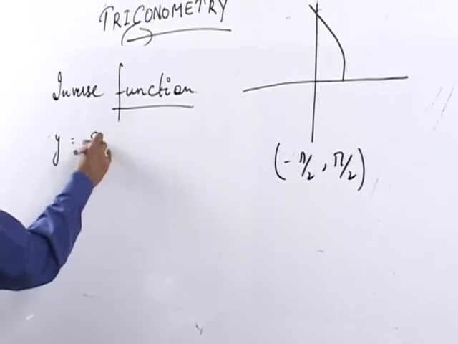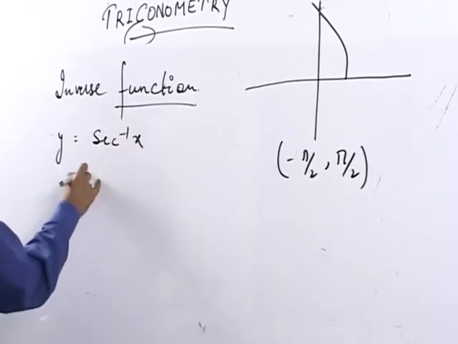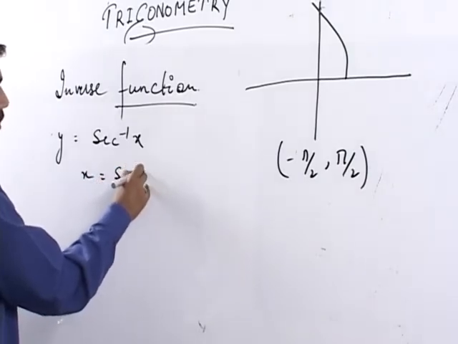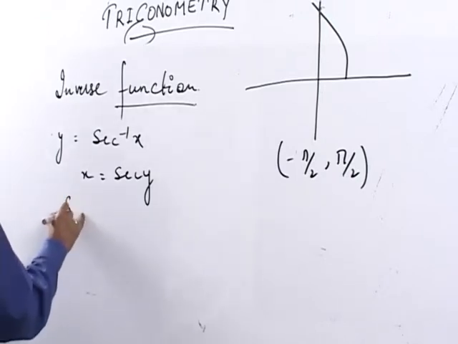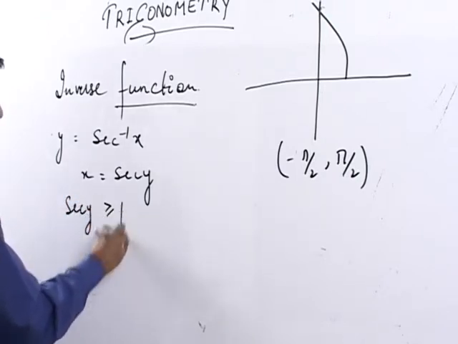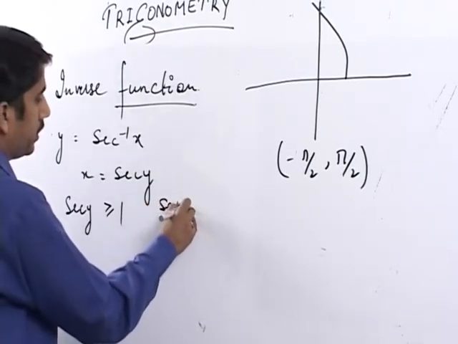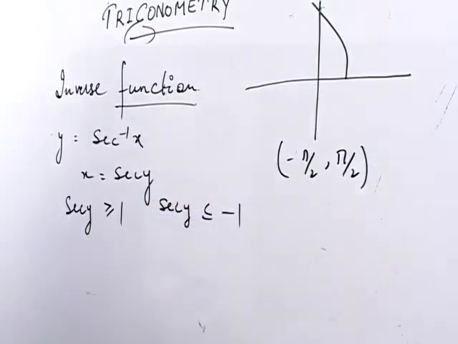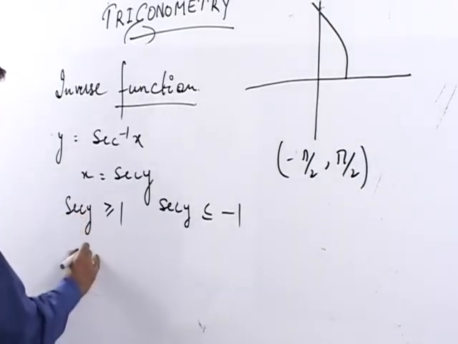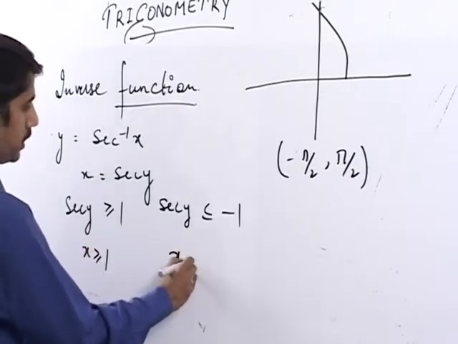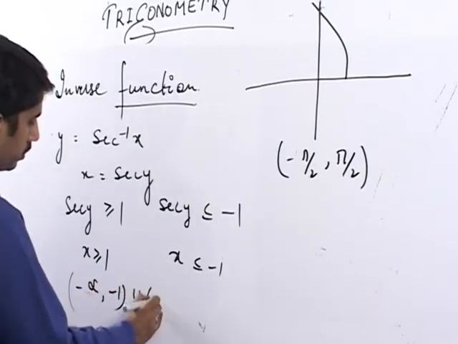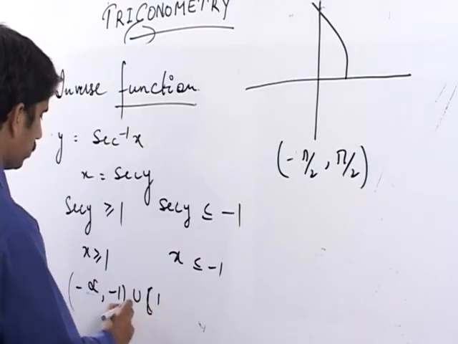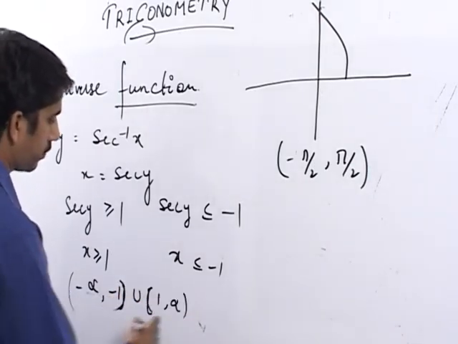Now, for y is equal to secant inverse x, you can take x equal to secant y. Now here, we know that either secant y is greater than or equal to 1, or secant y is less than or equal to minus 1. For this, x is greater than or equal to 1, and this is again x less than or equal to minus 1. The answer will be minus infinity to minus 1, union 1 to infinity.